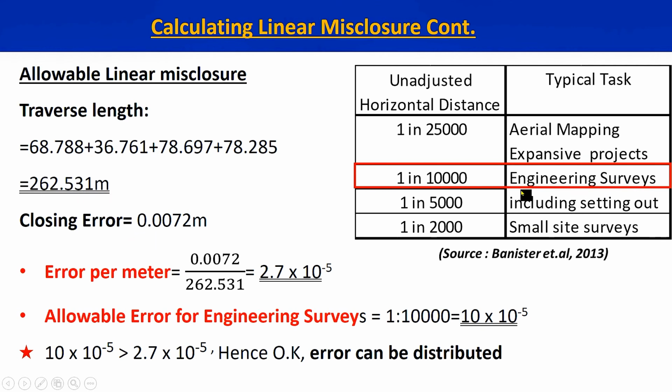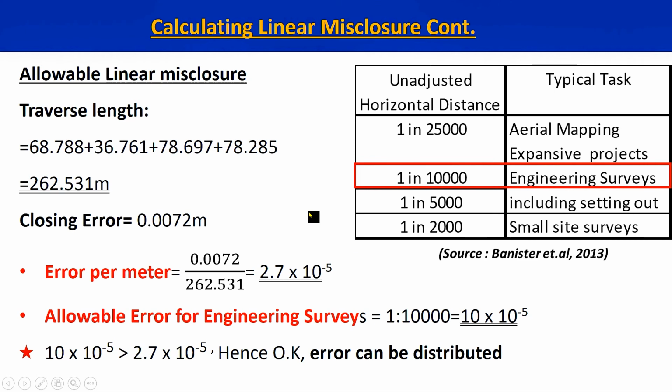For engineering surveys, the error for horizontal distances should be 1 meter in 10,000 meters. So we can find out whether our error is within that limit. We have a closing error of 0.0072 meters for the length of 262.531 meters. So we can find the error per meter. It is 2.7 multiplied by 10 to the power minus 5. The allowable error for the engineering survey is 1 in 10,000, which is 10 multiplied by 10 to the power minus 5. So 10 into 10 to the power minus 5 is greater than 2.7 into 10 to the power minus 5.